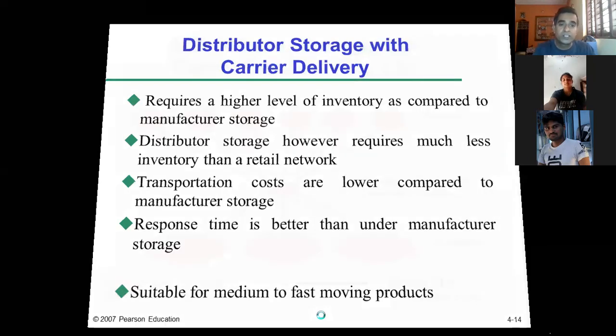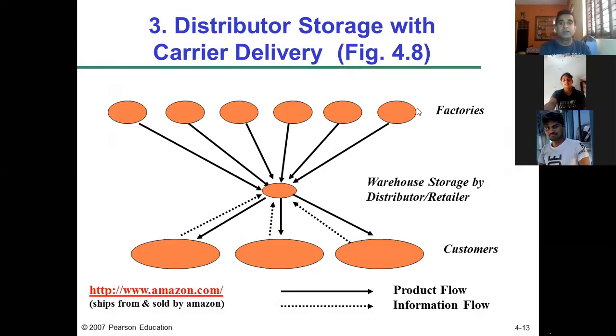Let us see how this distribution network works. As you can see here, these are the factories, different manufacturers, and this is a warehouse storage by a distributor. In some industries these terms, distributor and retailer, are used in different ways. For example, in the automobile industry in India, there is no wholesaler. From the manufacturer, the finished goods, that is the passenger cars, are supplied to the retailer.